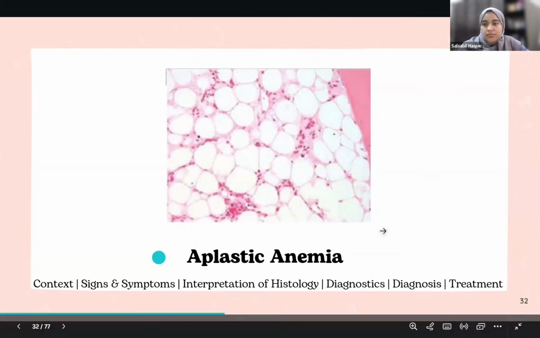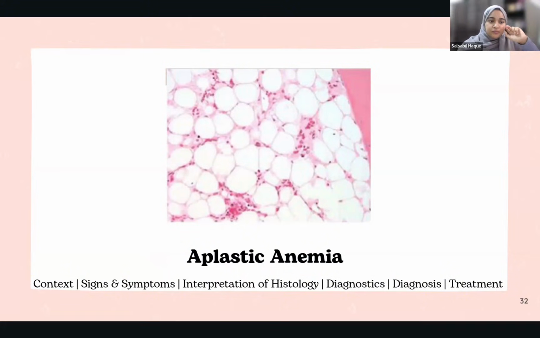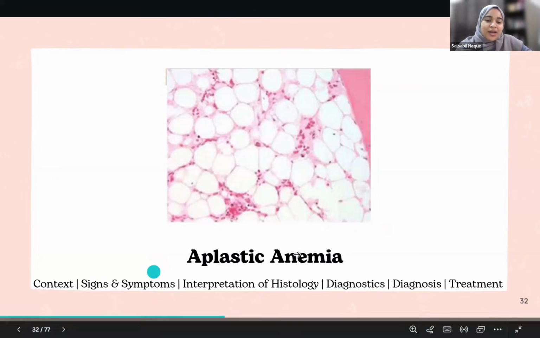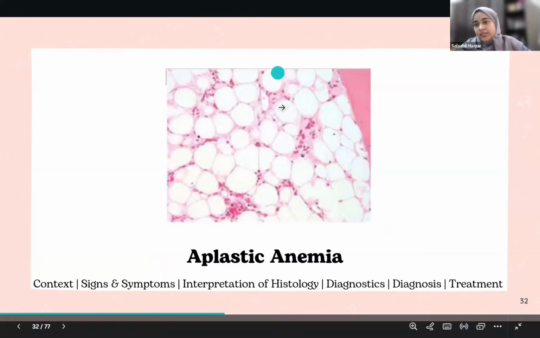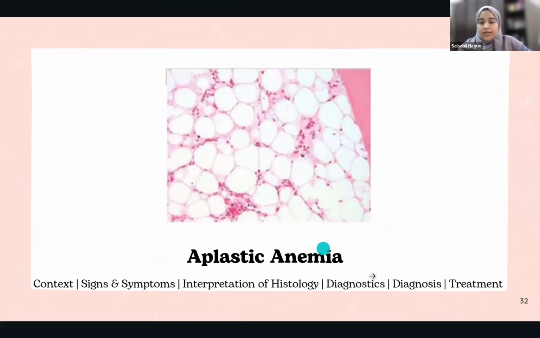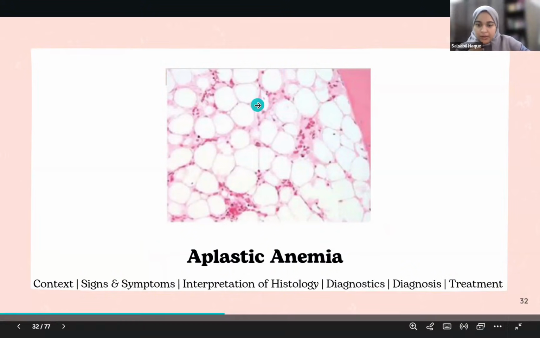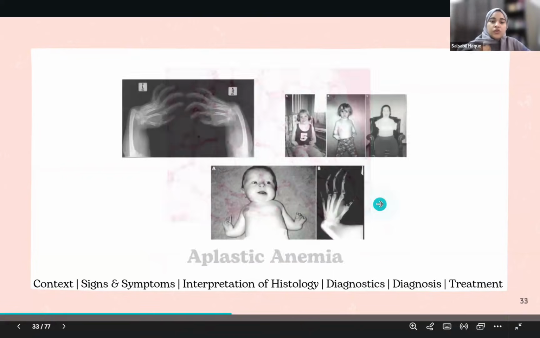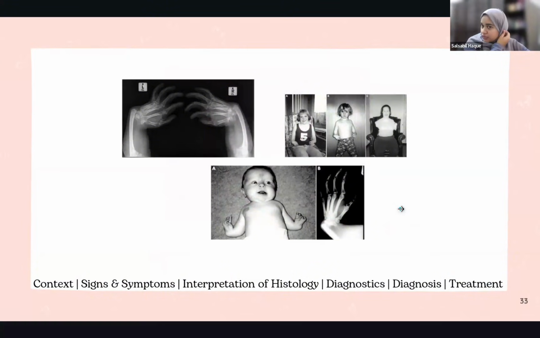So the signs and symptoms, again, are those of anemia. Interpretation of histology, as you mentioned, hypocellular bone marrow, increased adipocytes. Diagnosis of aplastic anemia is done through bone marrow biopsy. Diagnosis depends on the underlying cause, which can be variable. As I said, treatment also depends on the underlying cause. So one common factor that you mentioned, inherited cause, is Fanconi anemia.